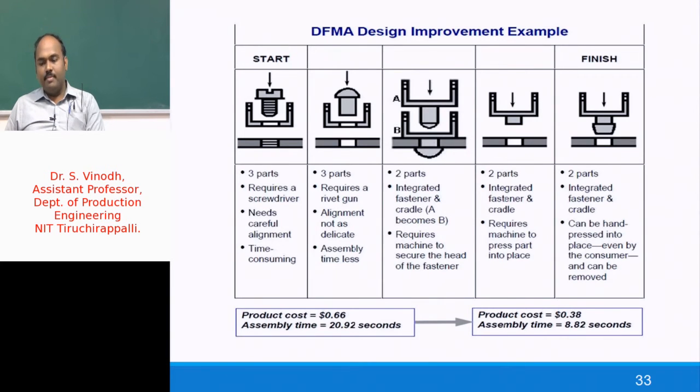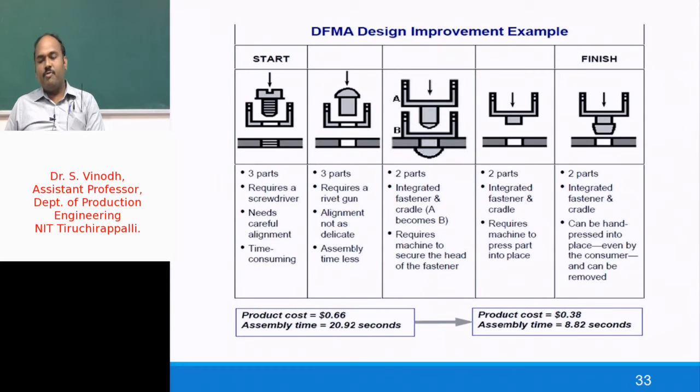And we could see in the middle, that is on the third phase, again it is from 3 parts it got reduced to 2 parts. It is an integrated fastener and cradle arrangement where it requires a machine to secure the fastener head. That has been remedied further in the 4th phase. It is the same arrangement, integrated fastener and cradle arrangement. It requires a machine to press the part into the place, which has been further modified in the 5th phase where we could see it could be hand pressed into the place. That does not require even a machine for pressing.